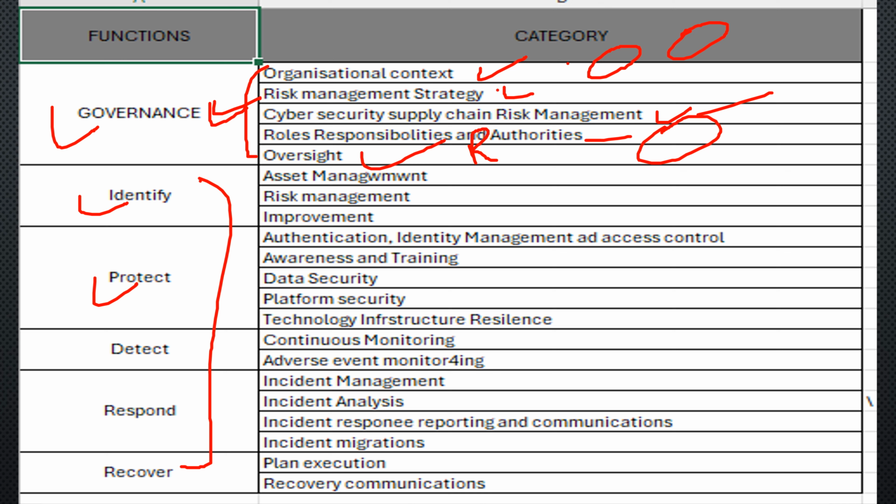Next is identify. The organization's current cybersecurity risks are understood. Understanding the organization's assets, data, hardware, software, systems, facilities, suppliers, and related cybersecurity risk enables an organization to prioritize its efforts consistent with its risk management strategy and the mission needs identified under govern.